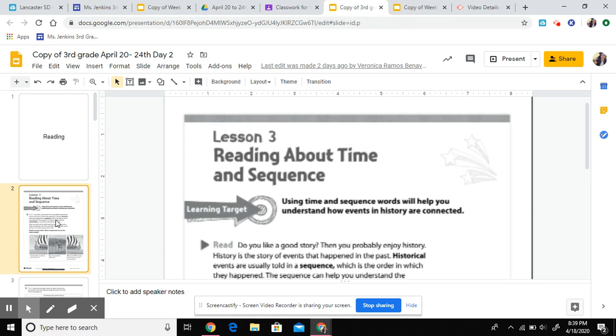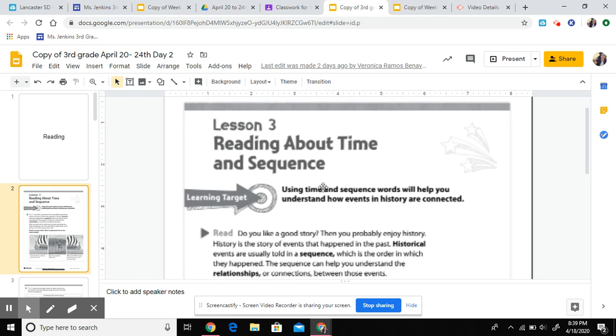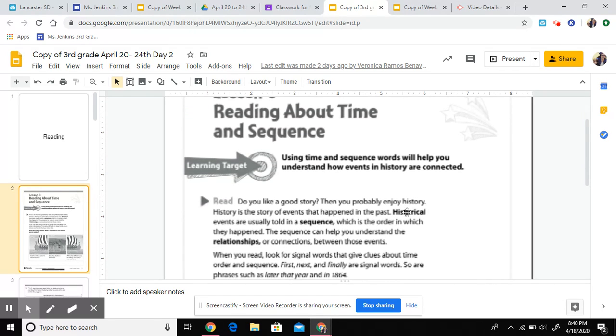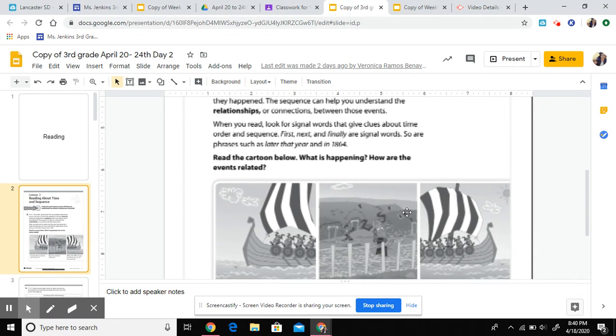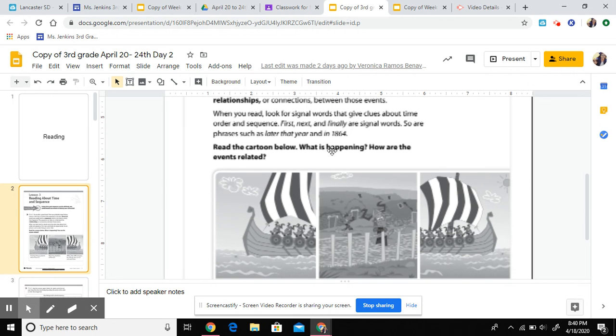So we're going to start with reading. Reading about time and sequence. Using time and sequence words will help you understand how events in history are connected. So read the cartoon below. What is happening? How are the events related?